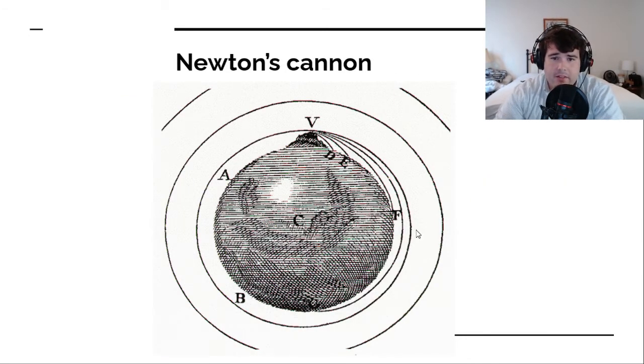And so he created this design. He drew this in his journal, and he talks about how is it that if an object's moving fast, it stays in orbit.